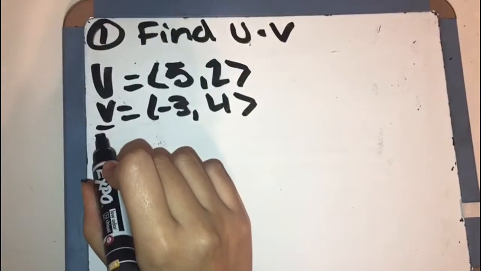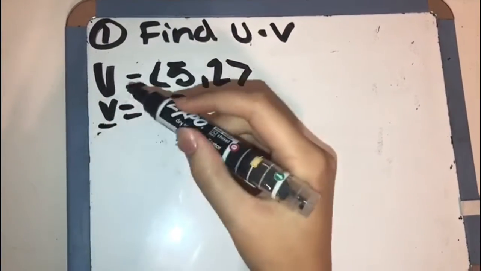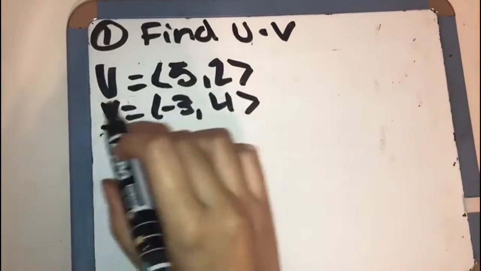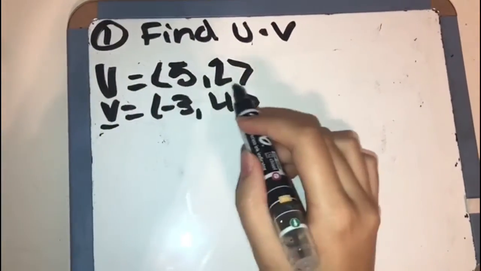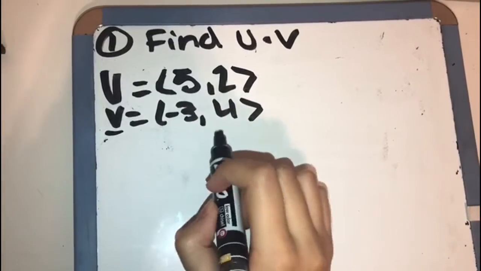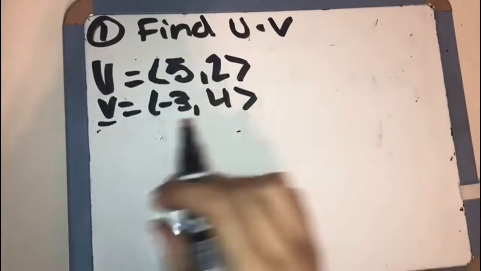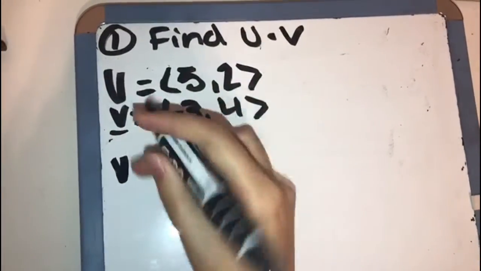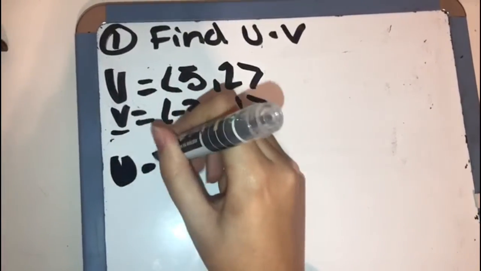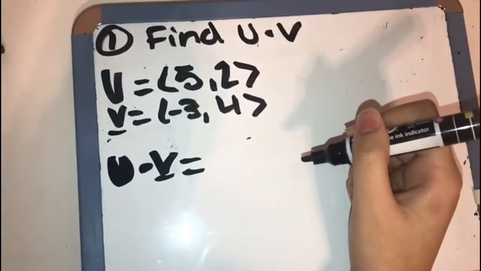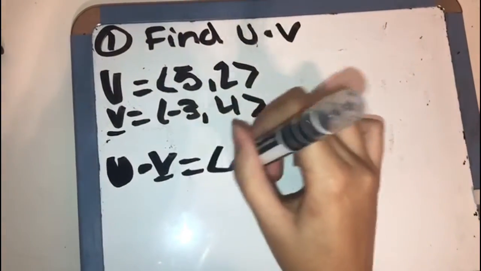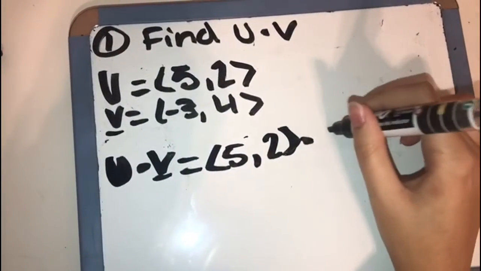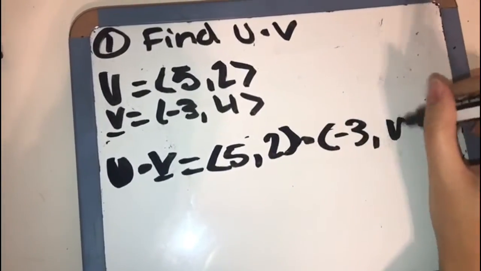So I put the line underneath so you guys can see the difference between u and v. This is also v, by the way. So u equals (5, 2), and v equals (-3, 4). So in this situation, we're going to do u times v, and now we're going to start multiplying together. So let's put the vectors in between, times (-3, 4).